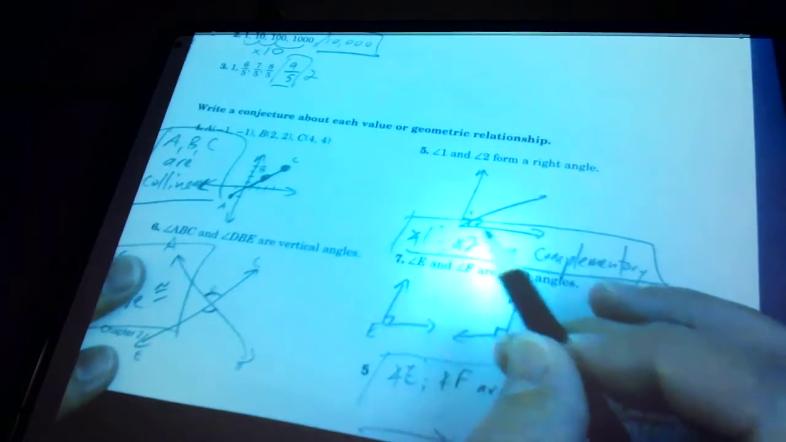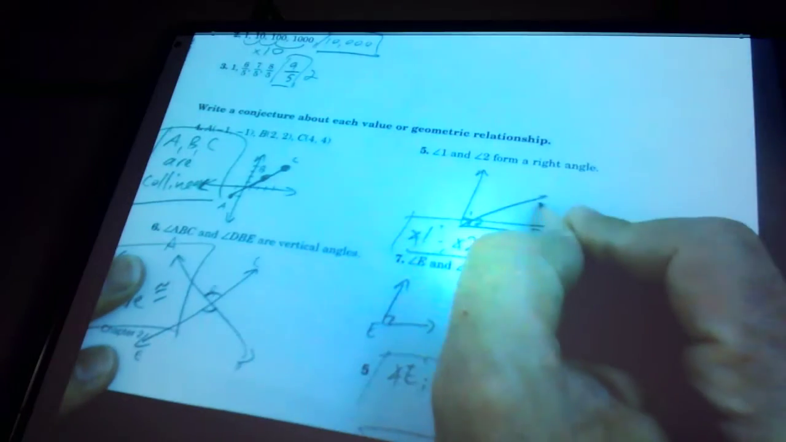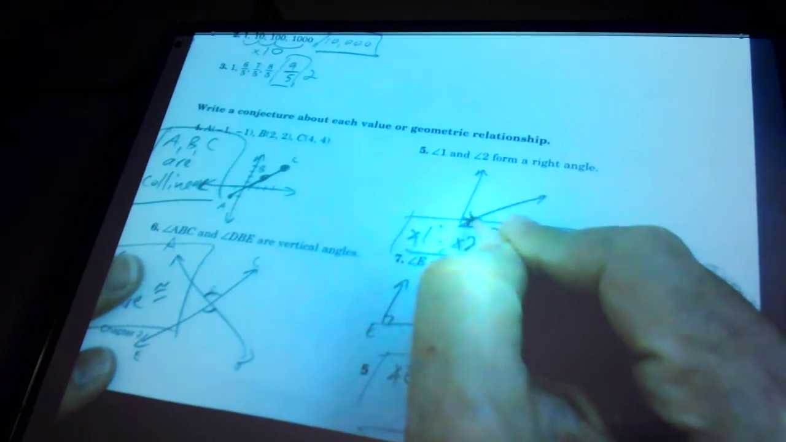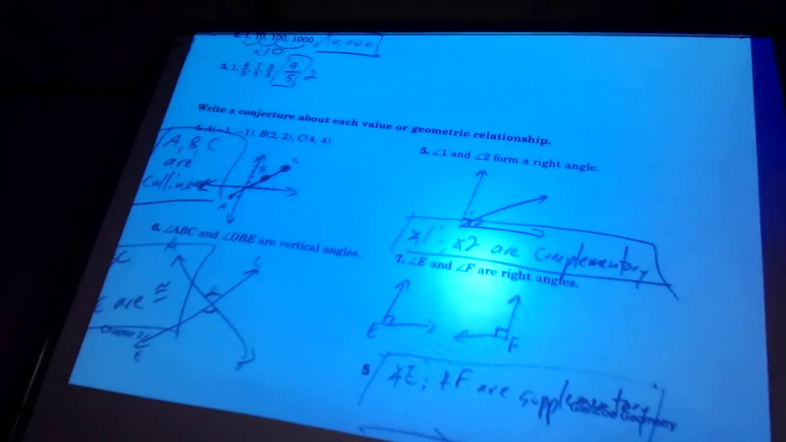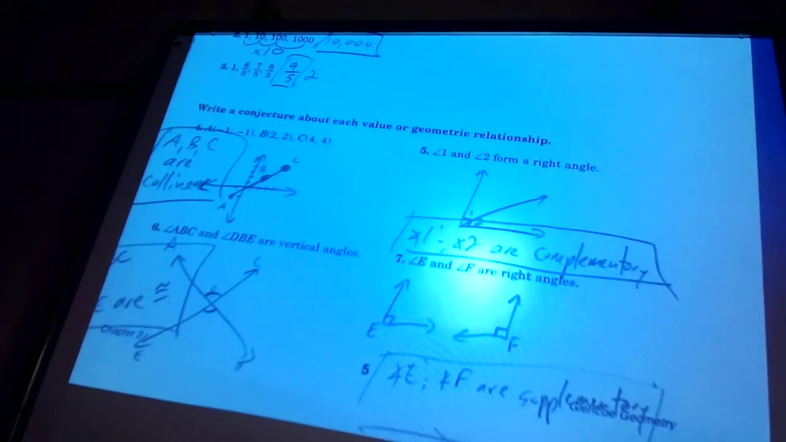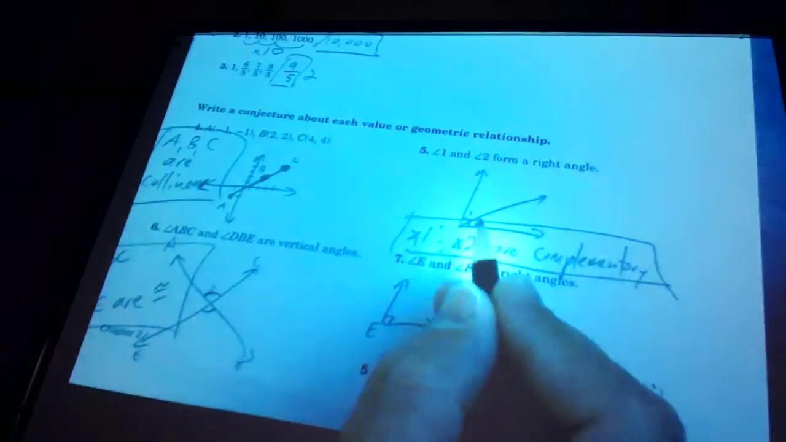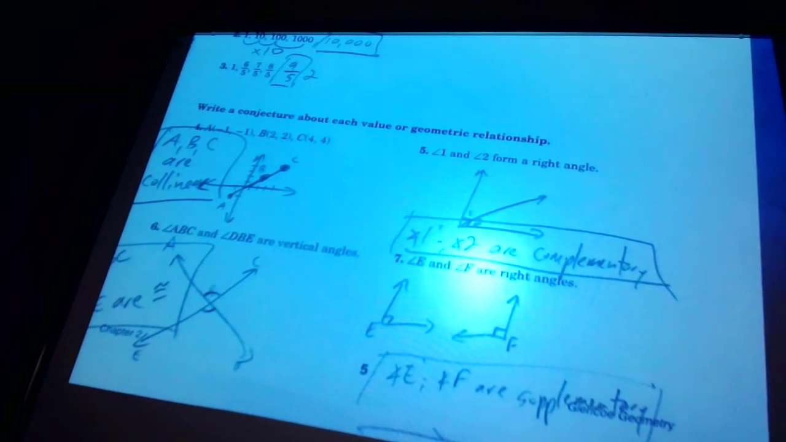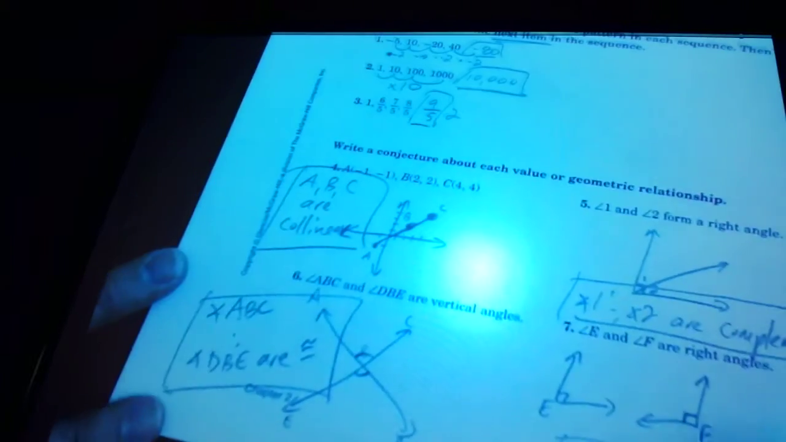Angle 1 and angle 2 form a right angle. So I just drew a right angle. I have a ray in there, and I know angle 1 and angle 2 form a right angle. I don't know if they're congruent. I don't know if it's an angle bisector, but what I do know is angle 1 and angle 2 are complementary. Yeah, right. They add up to 90 degrees. So you could have put a couple of different things there. All right, let's keep going here.